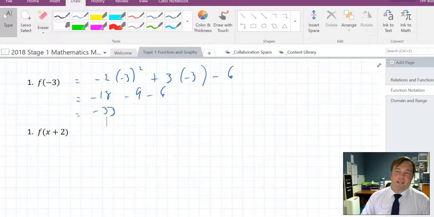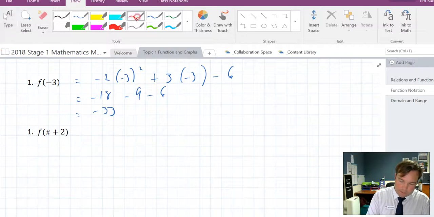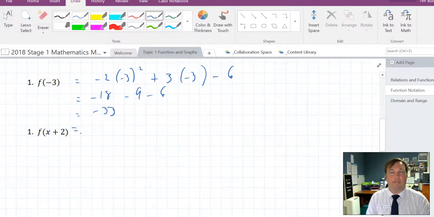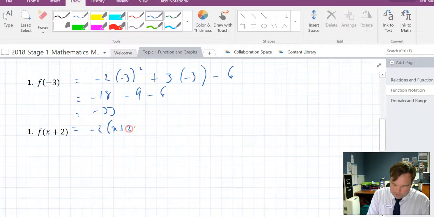Alright, f of x plus 2. What that's saying is we're taking out the x and we're putting in an x plus 2 in its place. And clearly we're not going to come out with a number, but we can expand and simplify and we'll come out with a different function. So minus 2 lots of x plus 2 squared plus 3 lots of x plus 2 minus 6. Alright, let's expand and simplify that.